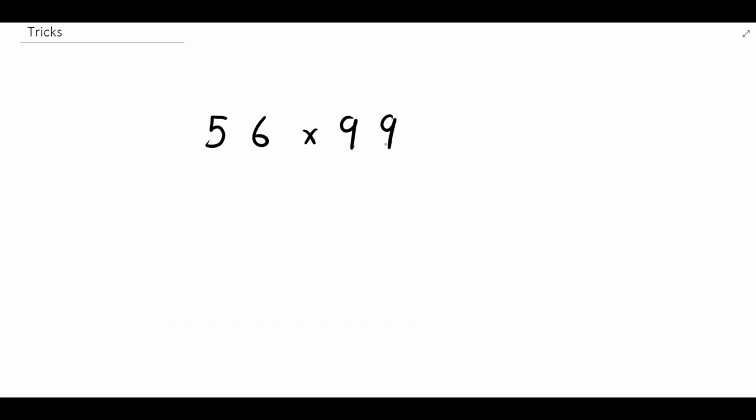Okay, we have the number 56 into 99. There are two parts to the solution. Let's split them over here: the left hand side of the solution and the right hand side of the solution, just for simplicity. For the left hand side, take the predecessor of this number, meaning if you have 56, it becomes 55. Subtract 1, so we get 55. And on the right side, we subtract from 100.